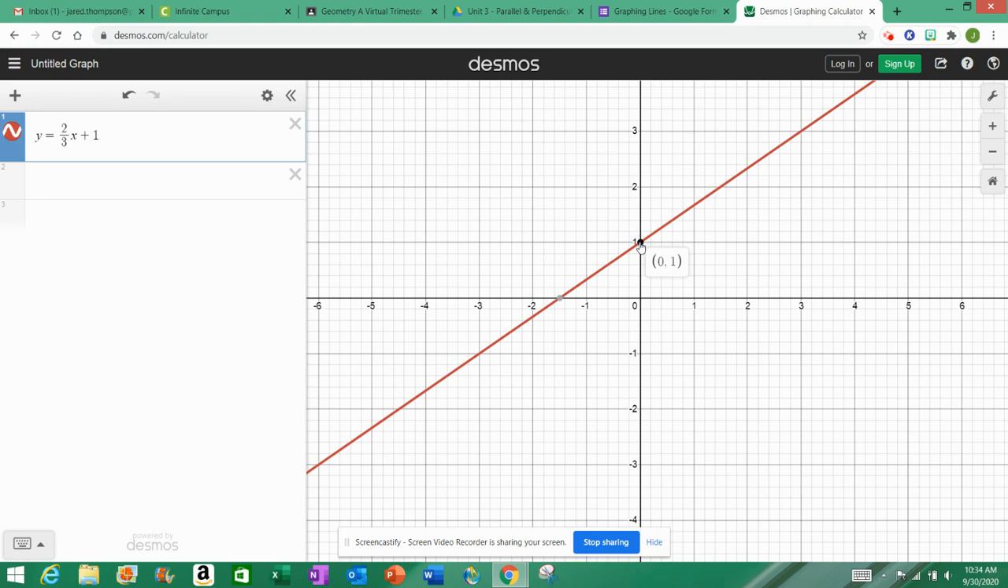So here's our y-intercept at 1. And our slope is supposed to be 2/3. So that means we go up 2. 1, 2. To the right 3. 1, 2, 3. There's the point. And if you click and hold it there, you can almost get to where it's at. Alright. That new point should be 3, 3.